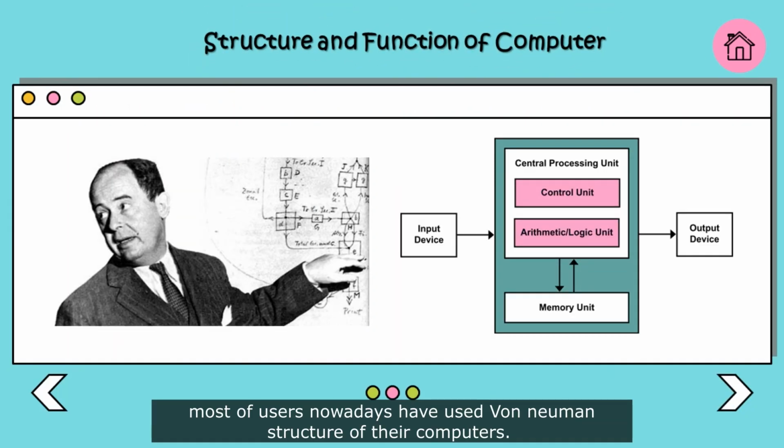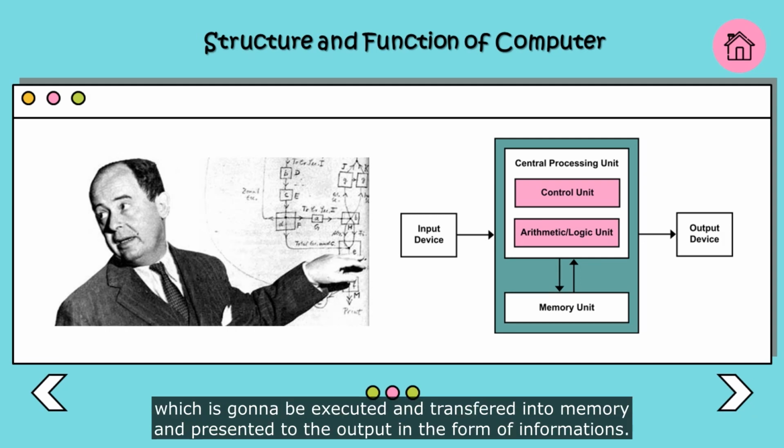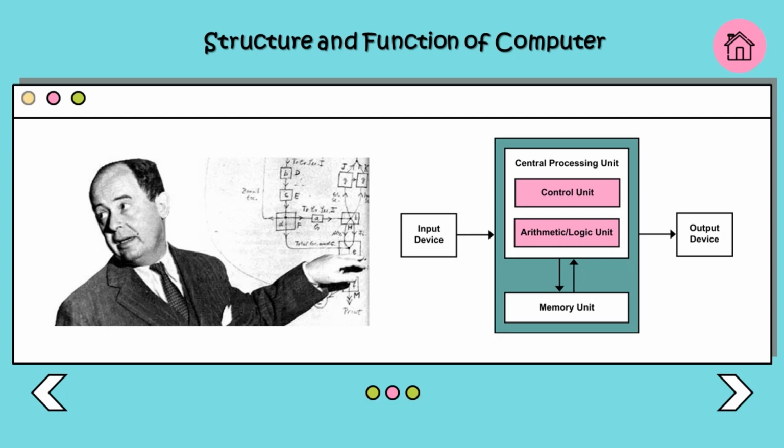Most users nowadays use the structures of their computers. The pattern of the system is: input adds data into the CPU, which is then executed and transferred into the memory and presented to the output in the form of information.